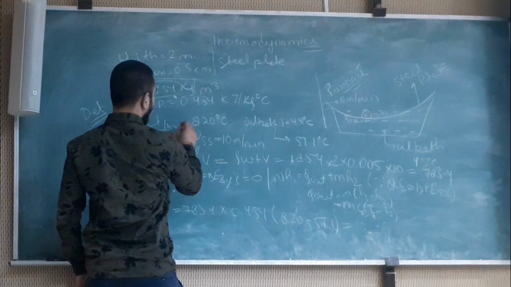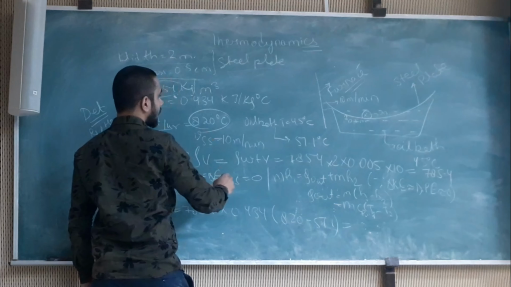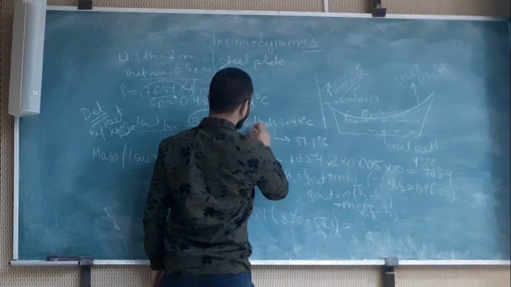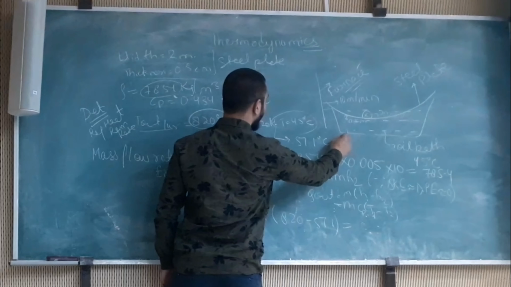The outlet temperature of the furnace is 820 degree Celsius. The oil bath has initial temperature of 45 degree Celsius, and the final temperature of this oil bath is 51.1 degree Celsius. So these are the initial values which were given, and the velocity at the steady state is given as 10 meter per minute, which we have to convert into second. Velocity at the steady state of the oil which is flowing and also touching this steel plate is given as 10 meter per minute.